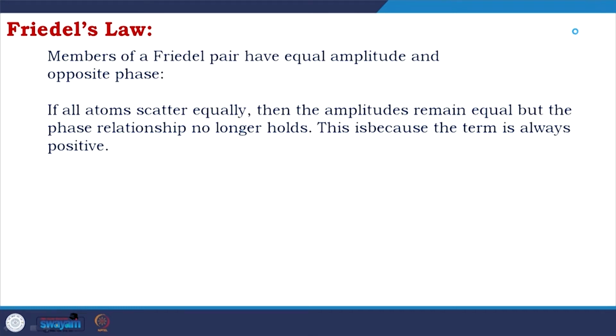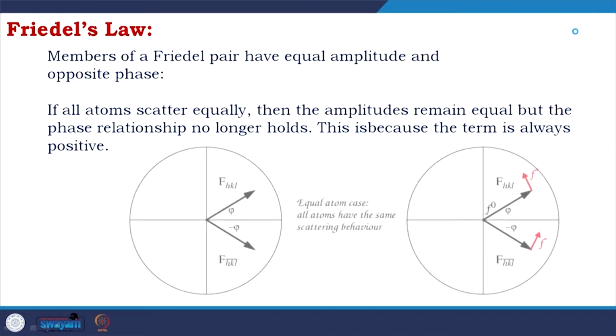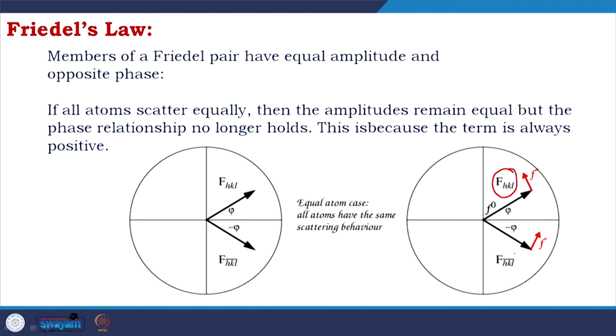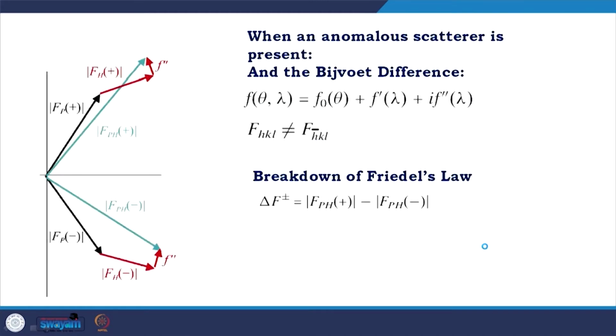So, what is Friedel's law? The members of a Friedel pair have equal amplitude and opposite phase. If all atoms scatter equally, then the amplitudes remain equal, and the phase relationship holds. This is because the term is always positive. So, if you compare in the equal atom case, all atoms have the same scattering behavior, so when you compare between F(HKL) and F(-H-K-L), you won't get the difference.